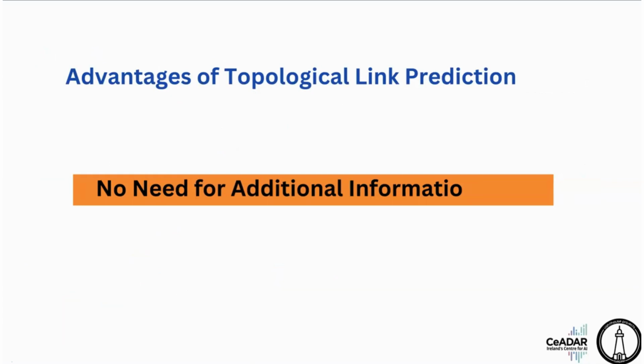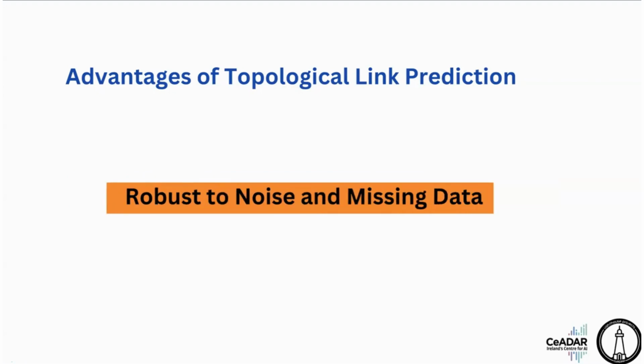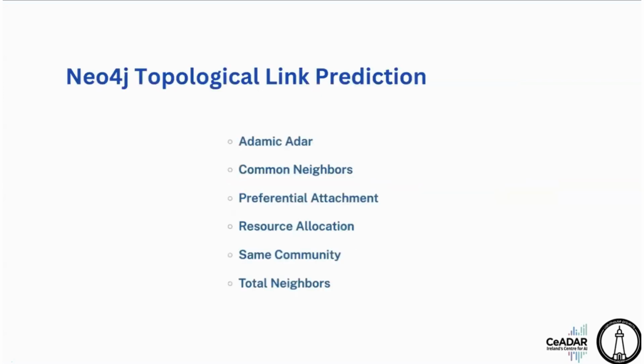In topological link prediction, there are several advantages, which include no need for additional data, it's computationally effective, and it's robust to noise and missing data. These are the basic advantages of topological link prediction. So let's jump into the different prediction algorithms which are inbuilt in Neo4j. The basic algorithms are Adamic Adar, common neighbors, preferential attachment, resource allocation, same community, and total neighbors.